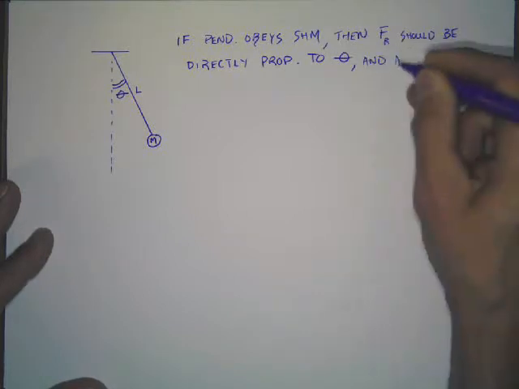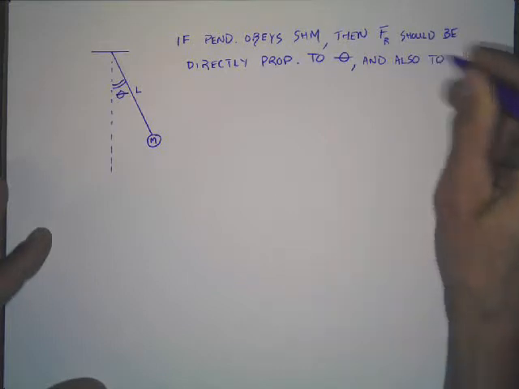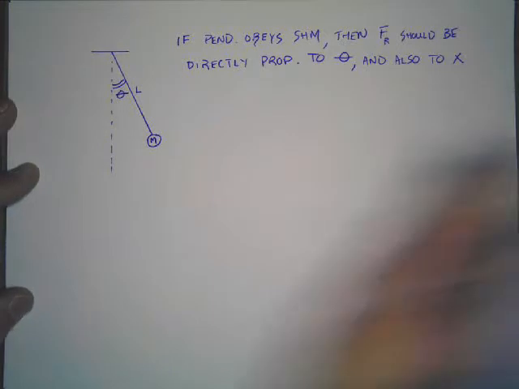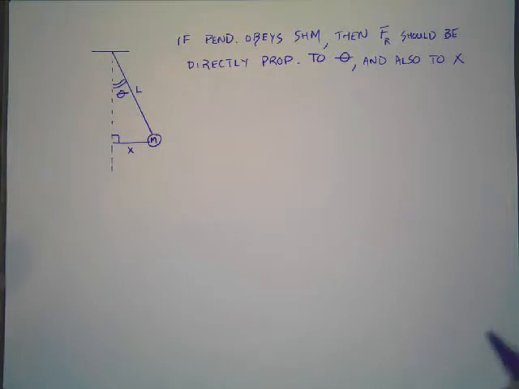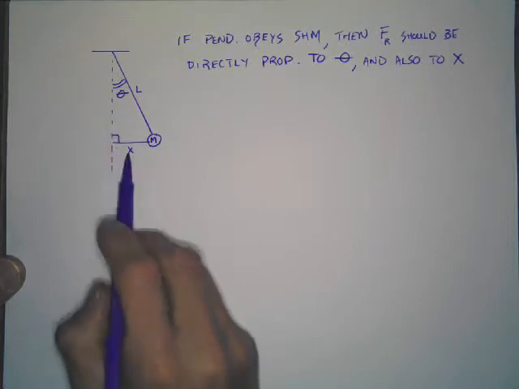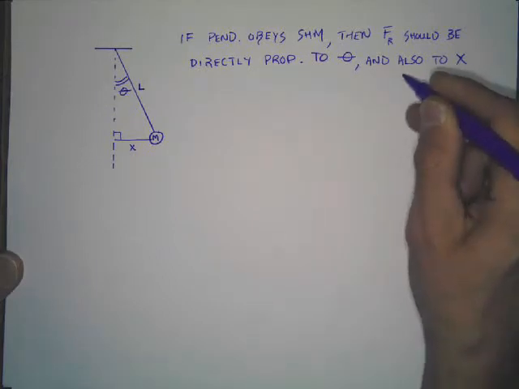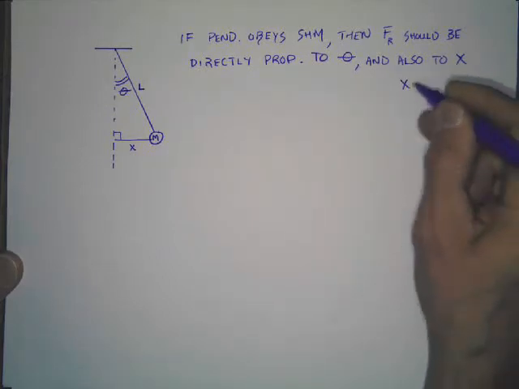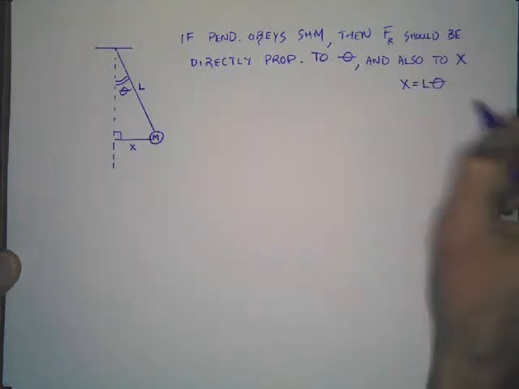Now, when we say the restoring force is directly proportional to theta, we could say it is also proportional to x, meaning the horizontal displacement. And that's what you guys measured in the lab today, the sideways distance with the ruler. So by trigonometry, x and theta should go together. And in math class, you learned that x is equal to L theta. They should be related somehow. A little bit more on that later.